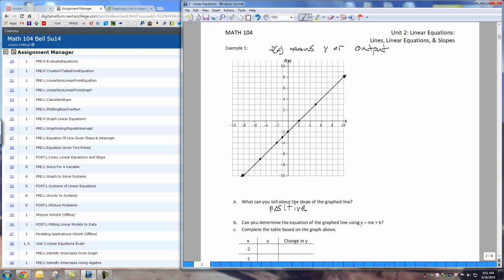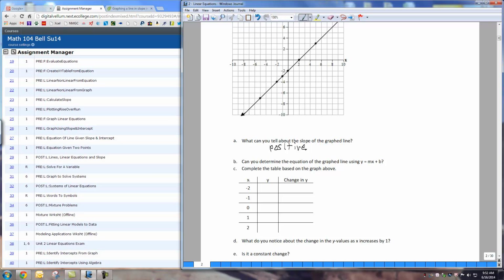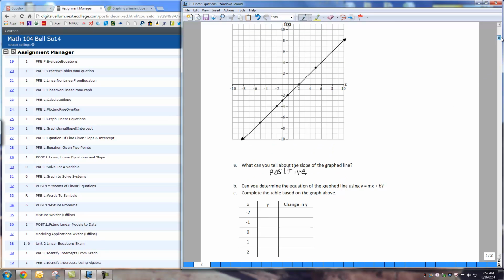Can you determine the equation of the graphed line using y equals mx plus b? Let's see if we can. So complete the table based on the graph above. So before we answer question B, let's look at question C. So when x is negative 2, what is y? So come over here to where x is negative 2. So here's negative 2 on the x-axis, and y is negative 1, negative 2, negative 3. Y is negative 4. When x is negative 1, y is negative 3. When x is 0, y is negative 2. When x is 1, which is right here, y is negative 1. And then when x is 2, y is 0.